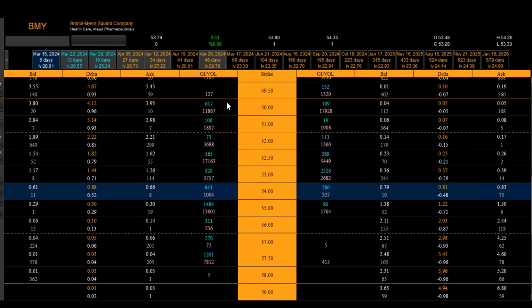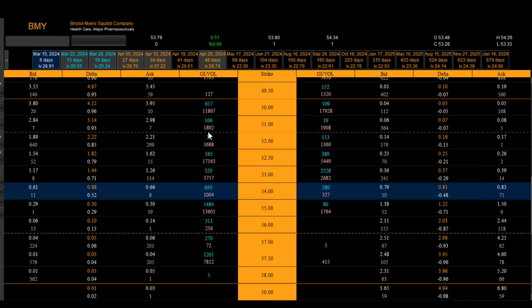All right, so this is the exact same screen again, but I added one other thing. It's called OI and volume. This is open interest and volume. It's really important to understand that open interest and volume will tell you how easy it is to get in and out of a trade.